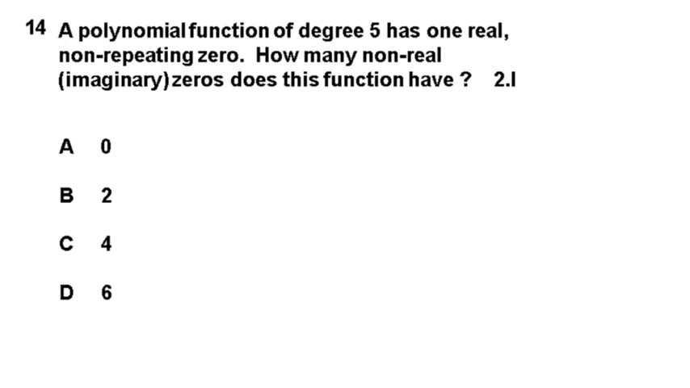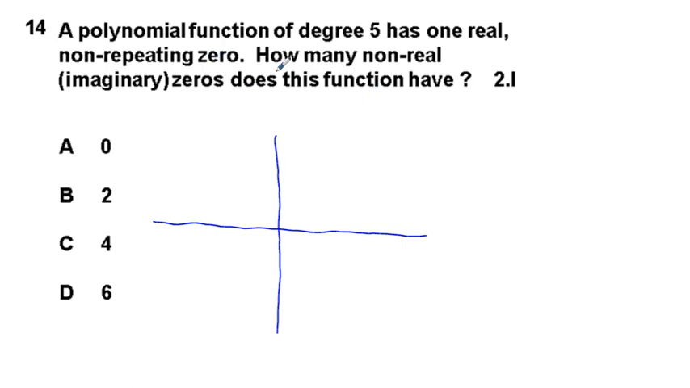14. A polynomial function of degree 5 has one real non-repeating zero. How many non-real imaginary zeros does this function have? Well, this comes back to something we went over recently called the fundamental theorem of algebra, which is the degree of a polynomial function is equal to the leading exponent of the leading term of a polynomial function.